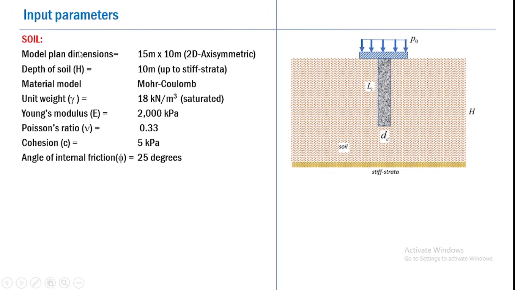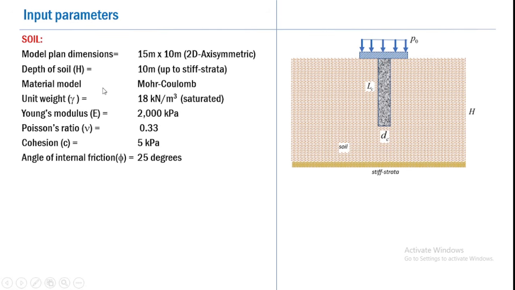So we have used a PLAXIS 2D axisymmetric analysis for this tutorial. So the model plan dimensions, or rather I would say that it is a sectional dimension. It's a 15 meter long by 10 meter deep model. So depth of the soil H that is considered is 10 meter, that is H is equal to 10 meter up to a stiff soil strata.